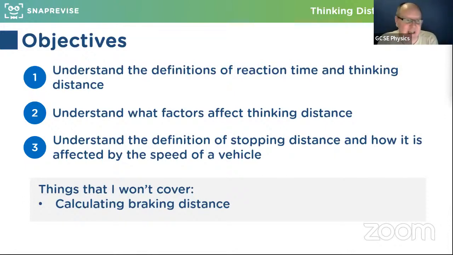So key ideas for today are things like reaction time, and thinking distance, which is the distance a vehicle covers during the driver's reaction time. We're going to be looking at factors that affect that when you're driving a vehicle, and we'll look at stopping distance, how it's affected by speed and so on.